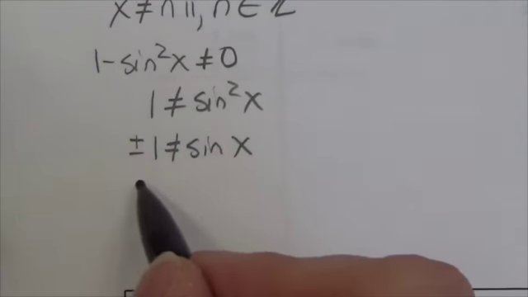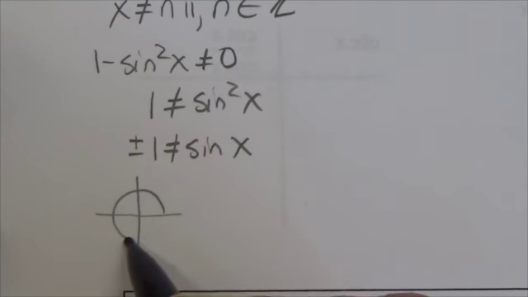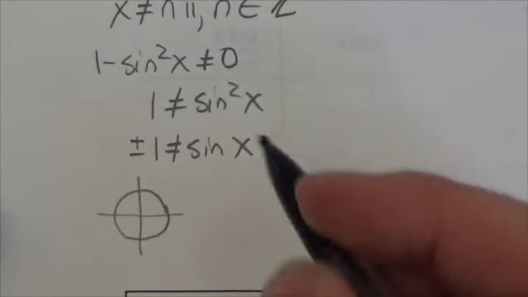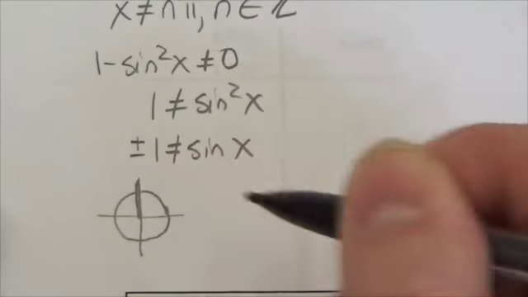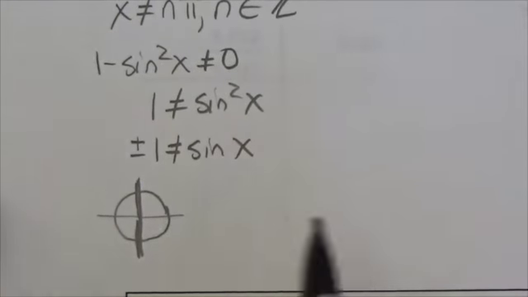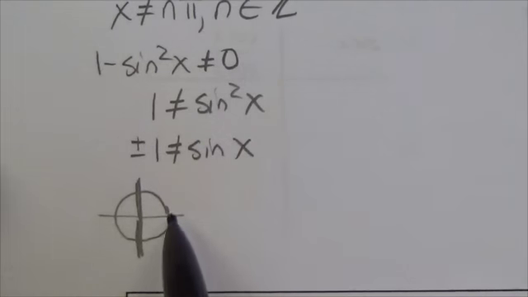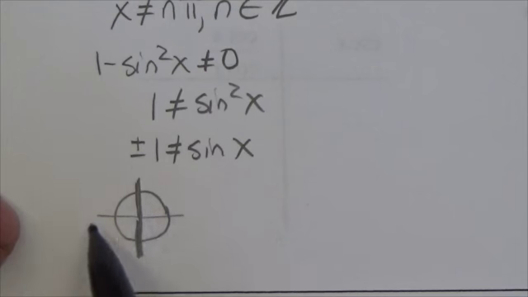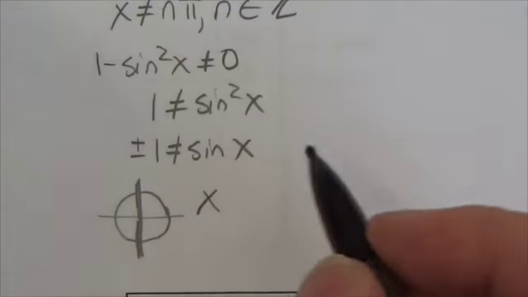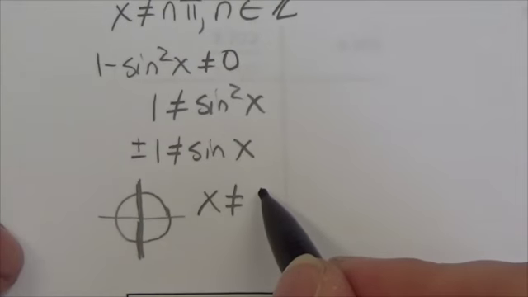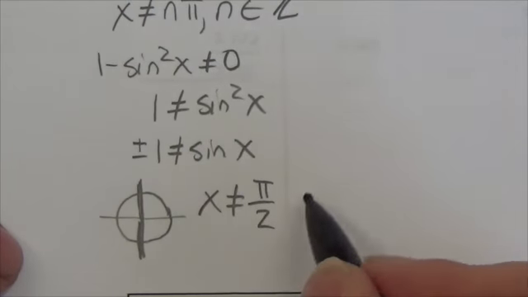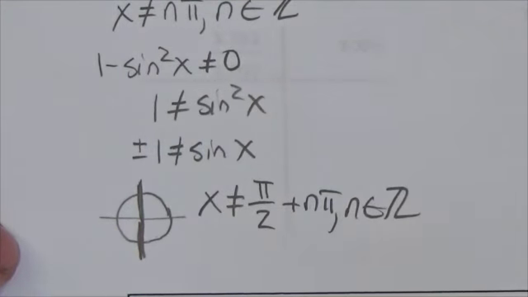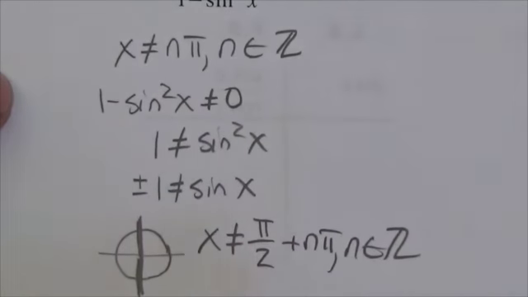Now, where does that occur? Well, let's think about the unit circle. Sine should be associated with the y-coordinate. So where does sine go to positive 1? Well, the y-coordinate goes to positive 1 here. It goes to negative 1 here. So it looks like I can't allow x to be equal to pi over 2 or 3 pi over 2. Now, those differ by pi radians, so I can make this a little quicker to write here. I'm simply going to state that x cannot equal pi over 2 plus n pi, where n is an element of the integers. And so I've got the two different sets of restrictions here.